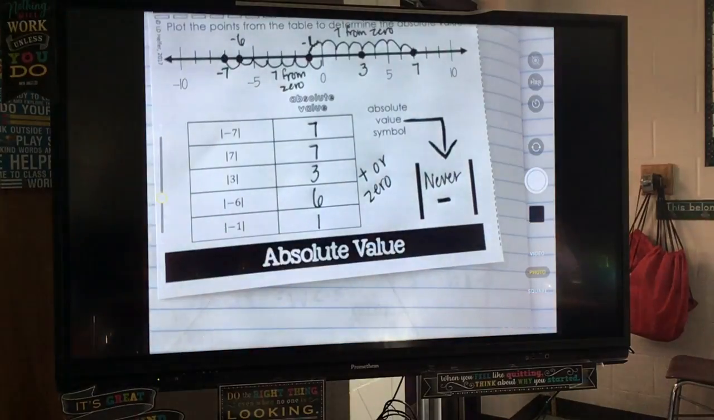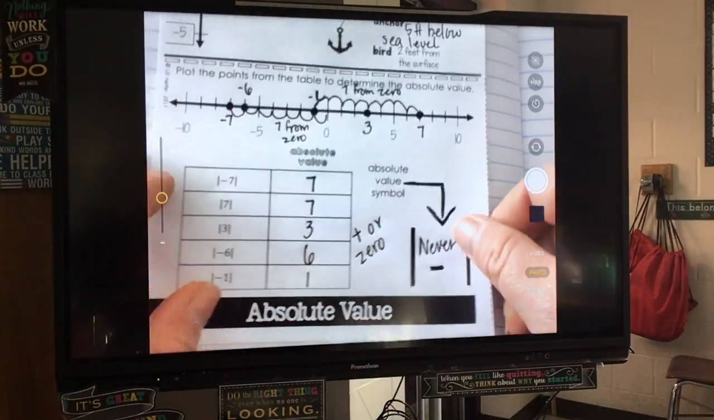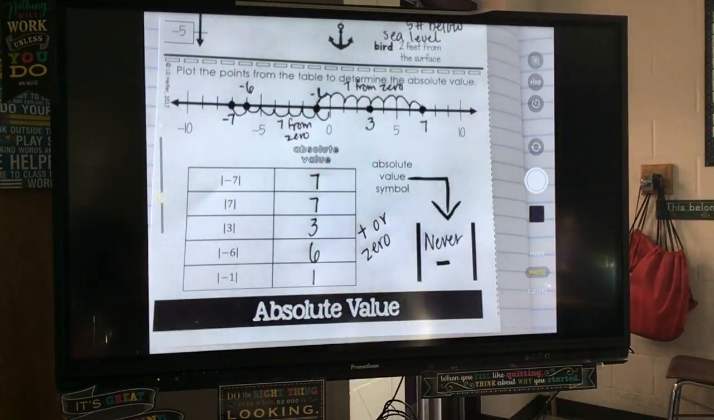Okay? So your answers will always be a positive number. All right, go ahead and glue this in on your notes page right here, and then pull out the opposites page.